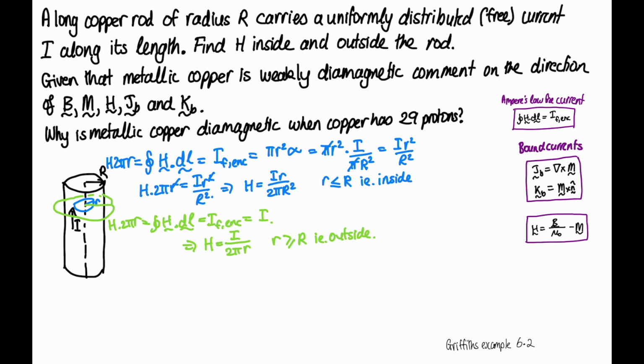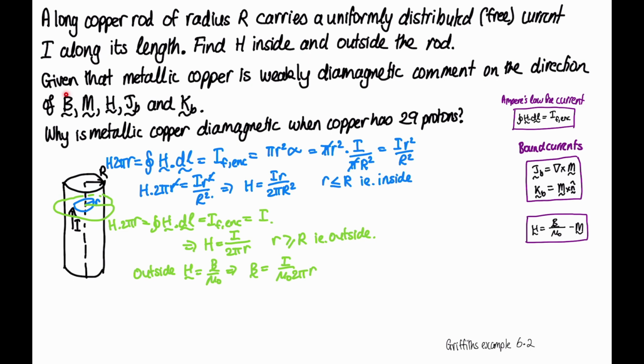Now, another thing that we can say about outside is that we know there is no magnetization, because there is no material out here to be magnetized. So outside, H is equal to B divided by mu naught. That tells us that B in this case would be equal to I over 2 pi r times mu naught, which would be familiar to you as the equation for the magnetic field due to a long current carrying wire.